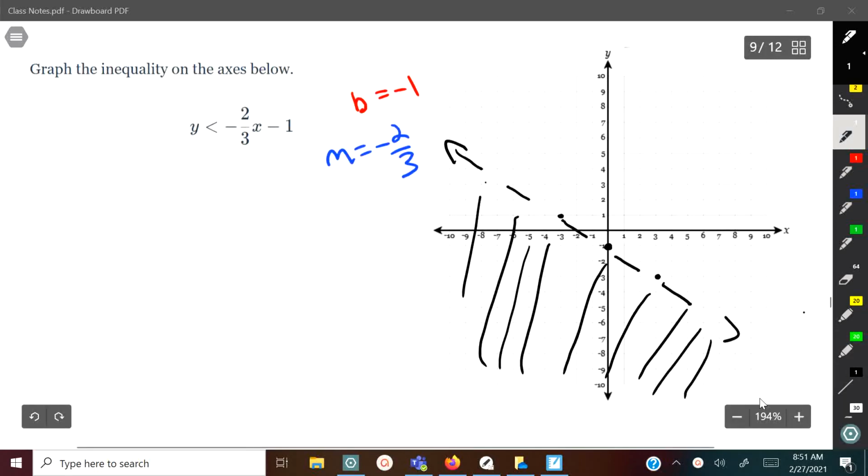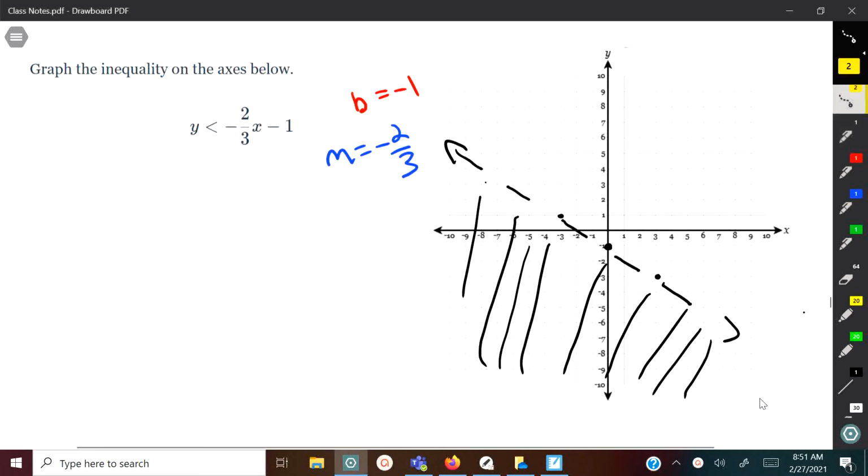Alright, so this should be what your graph looks like. Okay, you should have a dashed line because it doesn't have an equal to. And you should shade below because it's less than. Okay, and that's pretty much it. That is graphing linear inequalities.